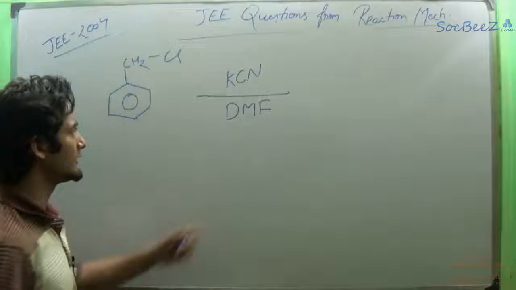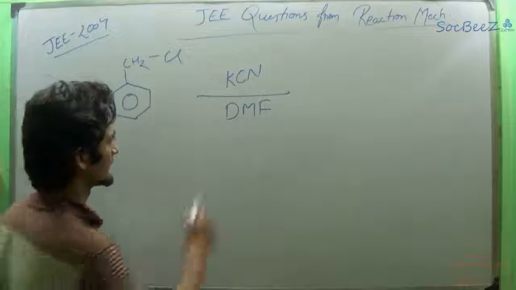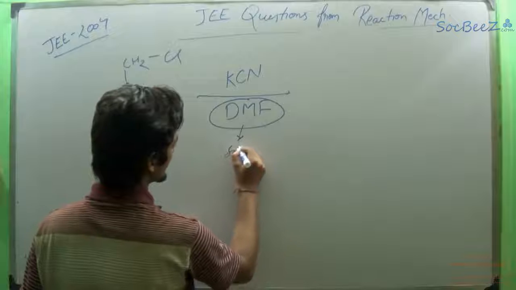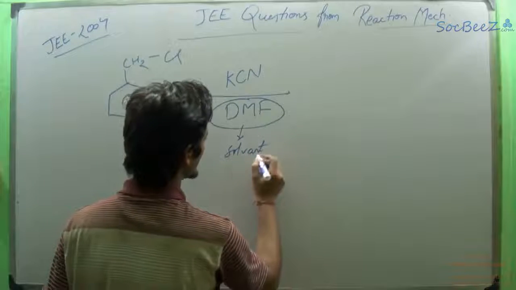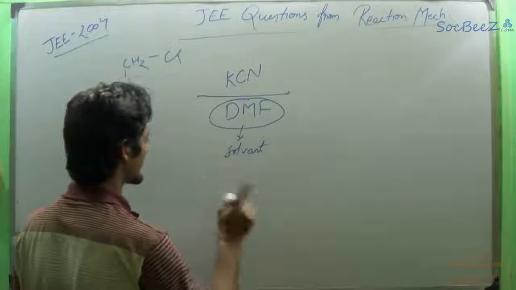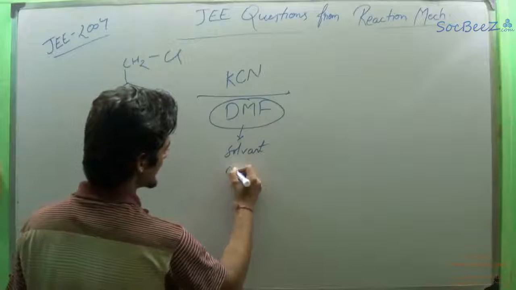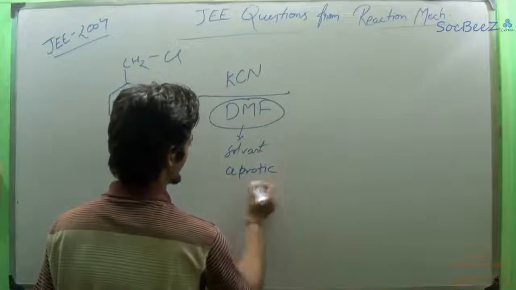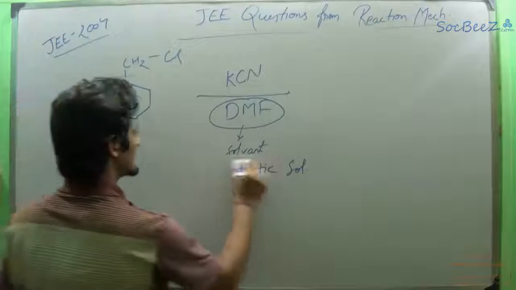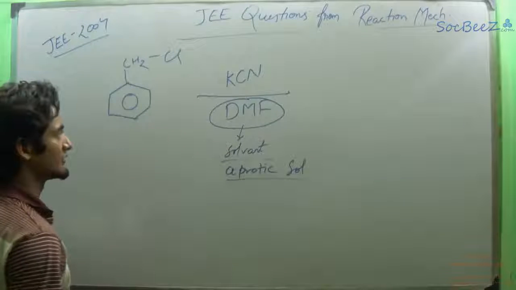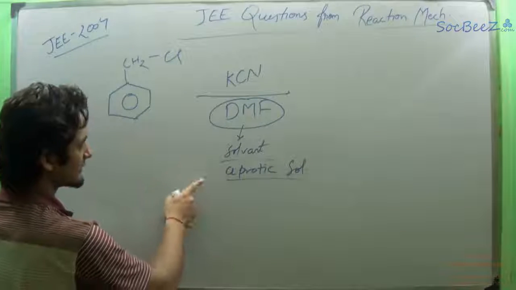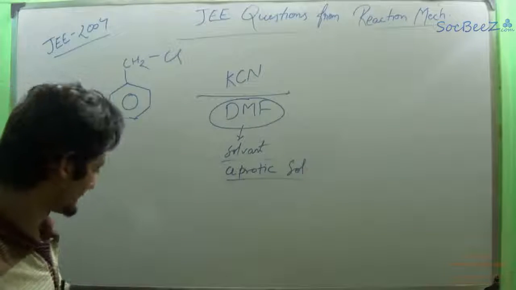Now it's very evident from the solvent itself. We have already discussed that DMF is a solvent. We don't have to be confused about what it will do in the reaction. It will not participate in the reaction. It's only a solvent, and it is an aprotic solvent. So these two things should be known about DMF: it will act as a solvent, it will not participate in the reaction, and it's an aprotic solvent.